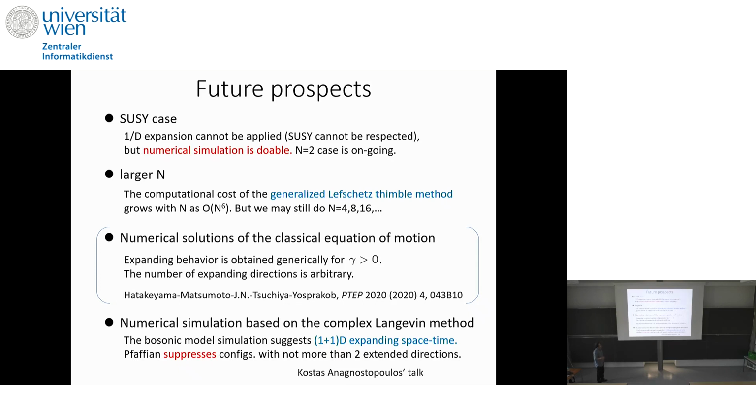And finally, if you want to go to the other end with larger n, maybe this method is not powerful enough, and you can then use the computational method that is going to be discussed by the next speaker. As you see, the bosonic model simulation suggests 1 plus 1 dimensional expansion, and the Hoppian is already explained. The classical solution is not more than 2 extended directions, so we hope that 3 plus 1 dimensional space will finally emerge by doing this.